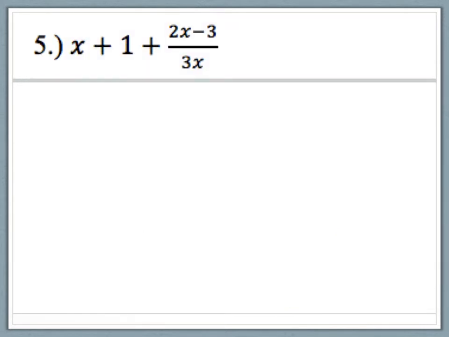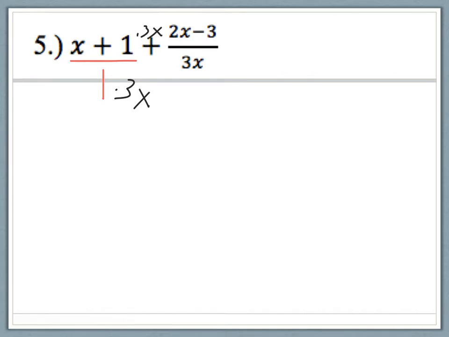Alright, let's look at this one. If you notice, we have x plus 1 plus 2x minus 3 over 3x. This one seems kind of tough at first, but remember, I can just put this all over 1. Now I just say, I need to have my denominators match. Well, I can just multiply this bottom one by 3x, and then I have to multiply the top by 3x.